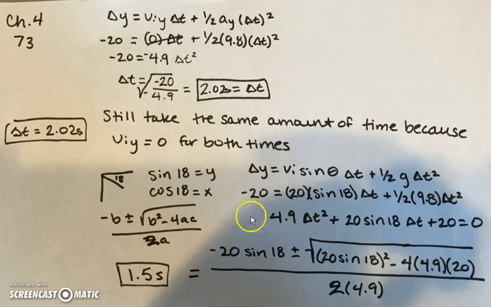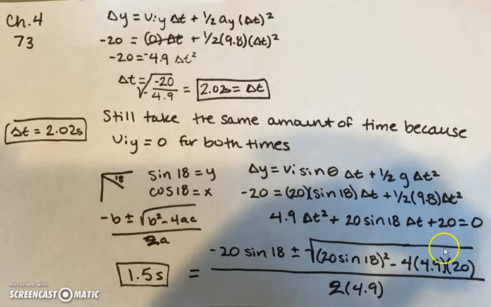In order to solve this, you need to use the quadratic equation: -b plus or minus the square root of b squared minus 4ac, all over 2a. So you come over here: -20 sine 18 degrees plus or minus the square root of (20 sine 18) squared minus 4 times 4.9 times 20, all divided by 2 times 4.9. Once you do the math there, you come out with 1.5 seconds.